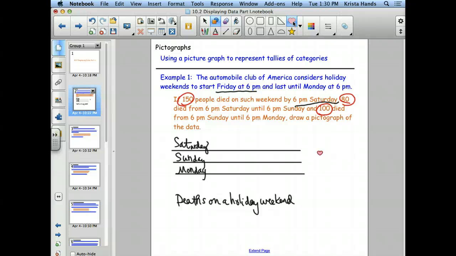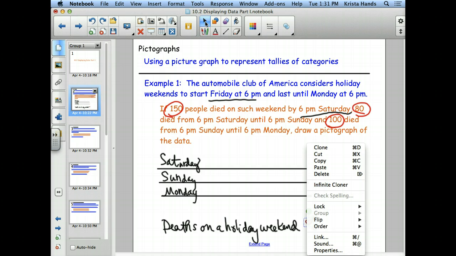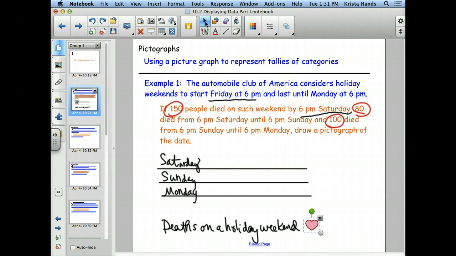So what would you like to let the heart represent? How many people will this heart represent? 50? We've got to be able to make the 150, the 80, and the 100 usable with whatever we describe. Either 10 or 20 is probably your best bet. What do you want to do? Let's do 10. Okay, 10 people. So if I do 10 people with my heart, then how many hearts need to go up here next to Saturday? 15, right? Because I have 150 people that I'm supposed to be representing.